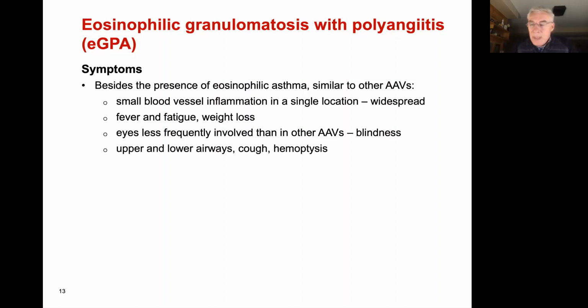Much more common is involvement of the vasculature of the upper and lower airways, which can manifest itself as cough, coughing up blood. And remember, in the context of a chronic eosinophilic asthma, this might not be the easiest thing to recognize initially. May show up on an X-ray initially, and of course, coughing up of blood is not typical of asthma, so that should also raise the red flag that there might be something more going on with blood vessels in the patient.